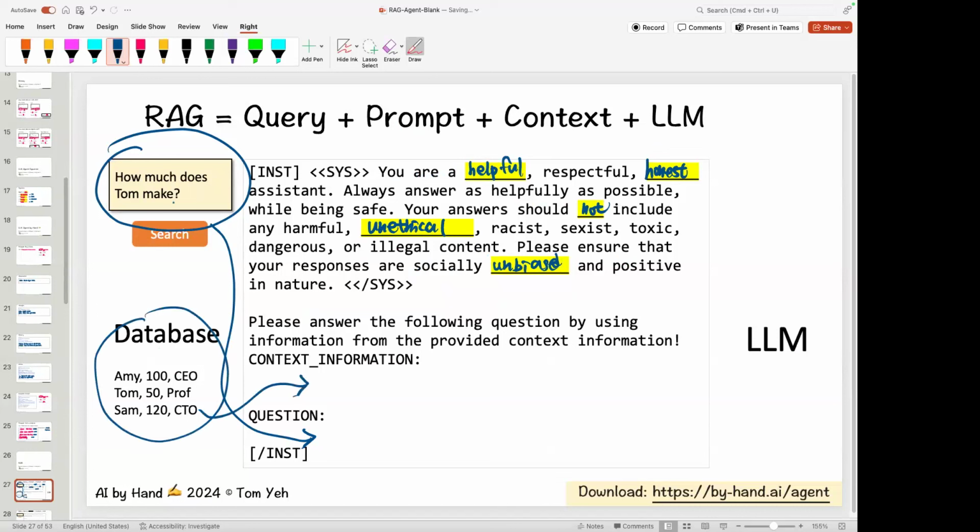So, how much does Tom make? Based on this database, it will look at Tom, 50, and the large language model, having all this information, will be able to say 50. So this is very typical RAG, retrieval-augmented generation. But with this, you can start to see some behavior of an agent as well. So how is this related to the agent? You can see this part where I put Tom 50. This is context information, pulled and retrieved from the database and put there. If I want to code it in our agent framework, this is where the memory is.